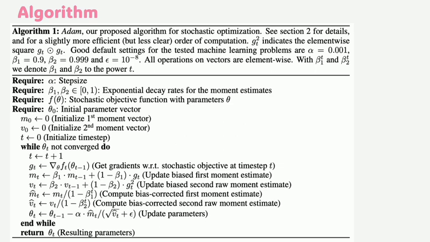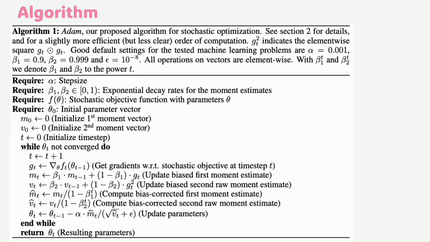Since m and v are initialized to 0, they are biased towards 0, especially during the initial time steps. ADAM overcomes this bias by correcting the vectors by the decay rate, which is beta 1 for m and beta 2 for v. This correction is important as it ensures that the moving averages are more representative, particularly in the early stages of training.